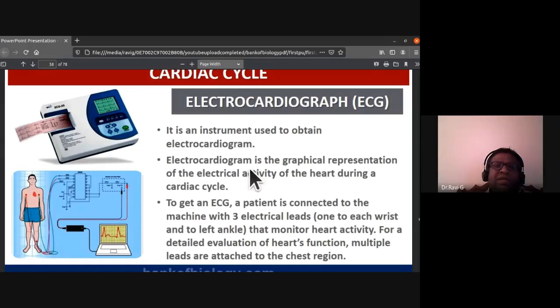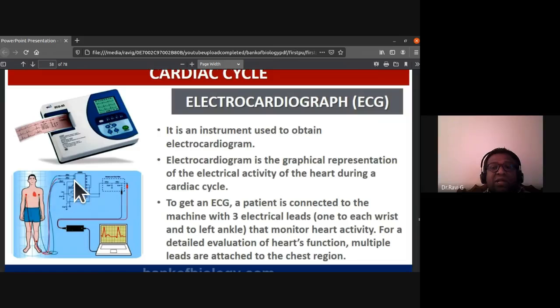Next, what we will be doing is understanding the ECG. Whenever there is a cardiac check, there are different tests that they do. They have the ECG, and apart from the ECG, they also undergo the treadmill test. ECG is nothing but electrocardiograph. It is an instrument used to obtain an electrocardiogram.